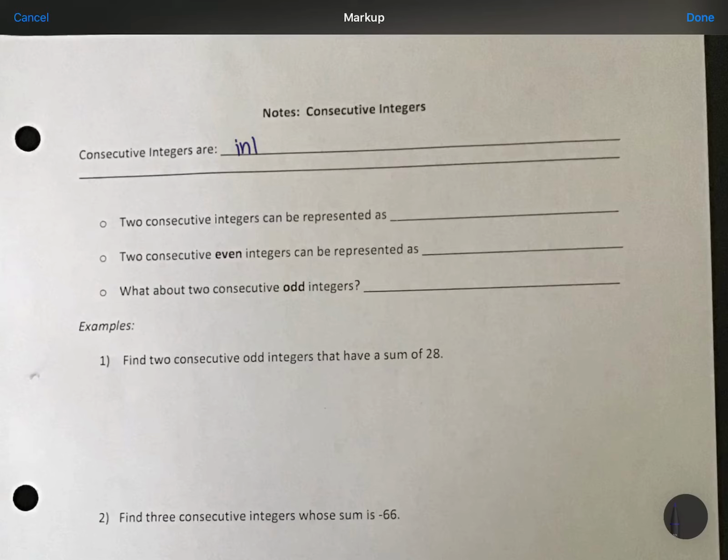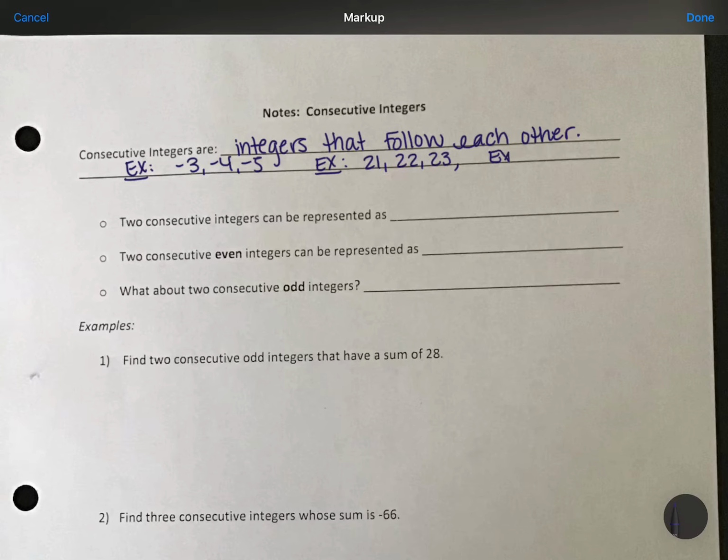These are going to be integers that follow each other. For example, you could have -3, -4, and -5. They're in order. They follow one another. Another example would be like 21, 22, 23. They could be even, like 18, 20, 22. They could be odd, like 15, 17, 19. These are all examples of consecutive integers.